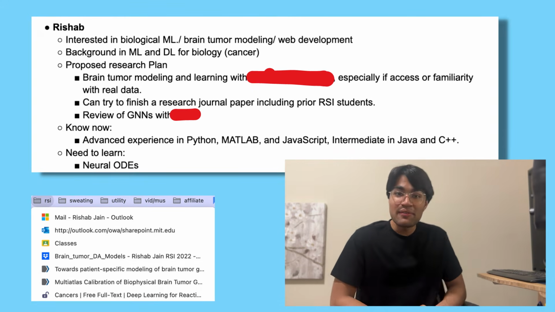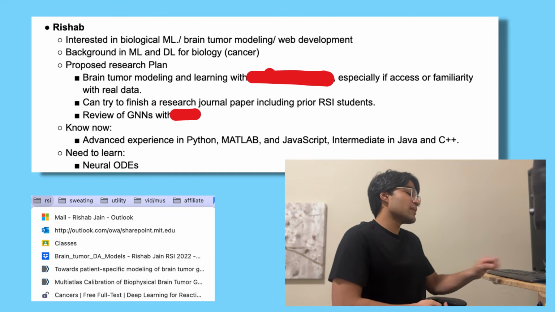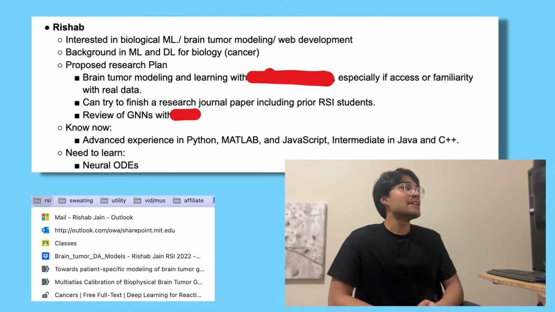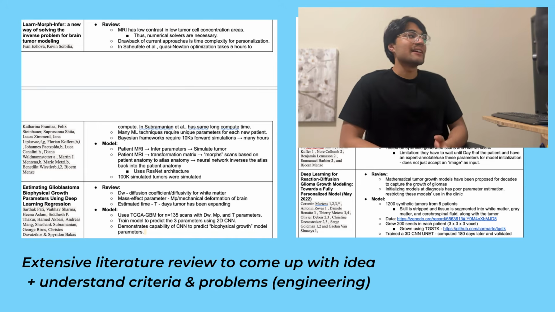Okay, so based off of this, I was able to come up with a research project, but this is just showing you some stuff. And in the bottom left corner, you can see my browser's bookmarks. And as you can see, there's some articles bookmarked. There's an entire Dropbox with like 20 research papers. So it shows you that I went through the literature review. So as you can see, I conducted an extensive literature review to come up with my idea and understand criteria and problems in this field.